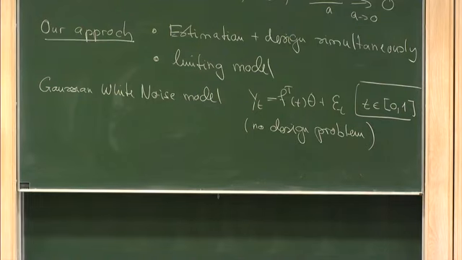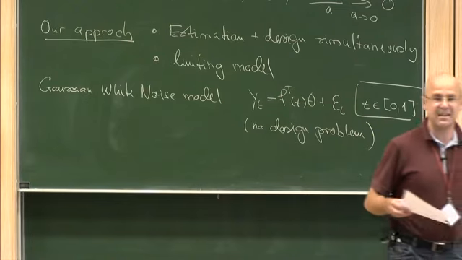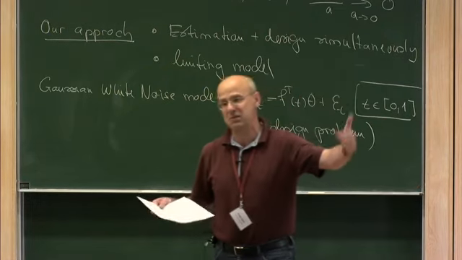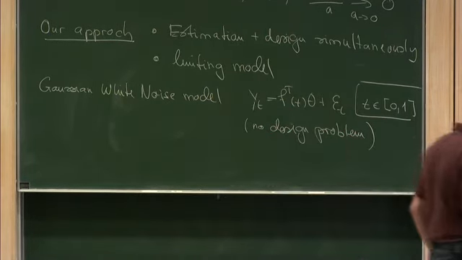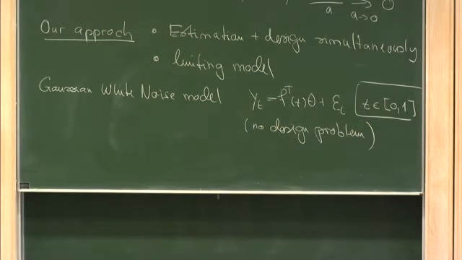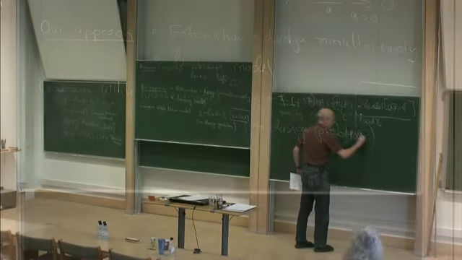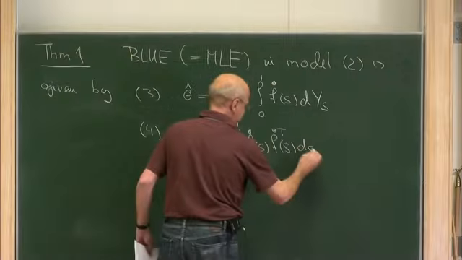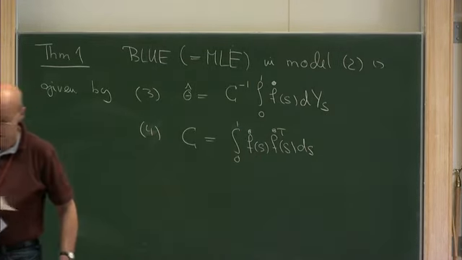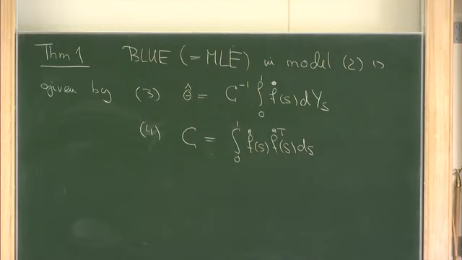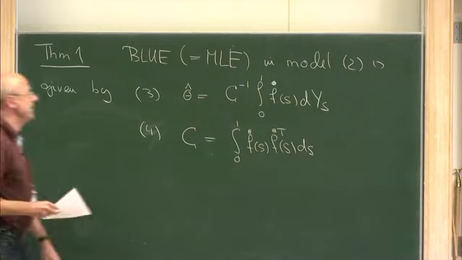You might not know what this means. That's a stochastic integral. It's like a Riemann-Stieltjes integral, a little more difficult to define, but quite easy. I have to explain what C is. C is a matrix, the integral of the derivative of f times the derivative of f transpose, ds. And if I write C inverse, I assume that this really exists.